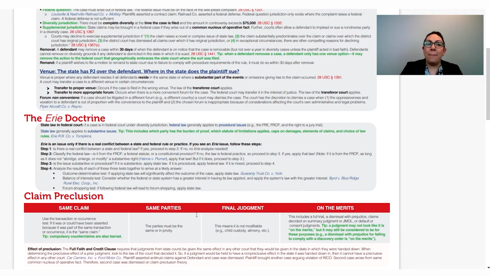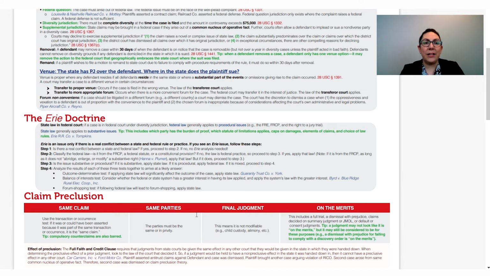So the first step in an Erie analysis is to see if there's even a conflict. If the federal law and the state law say the exact same thing, we don't really have an Erie issue. It's only an issue if there is a conflict. So for instance, the federal rules of evidence would allow this piece of evidence in, and Michigan's rules of evidence would not allow this evidence in. Then there would be a conflict.